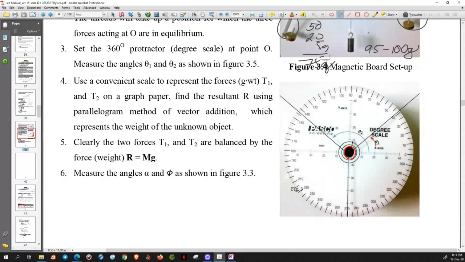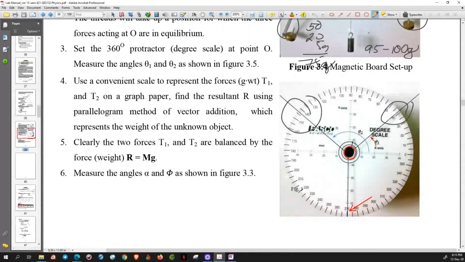And you have to make sure of what else? This one here should be at 270. The string for the unknown mass should be at 270. This is very important. That way, you will be sure that your angles, θ1 and θ2, will be correct.